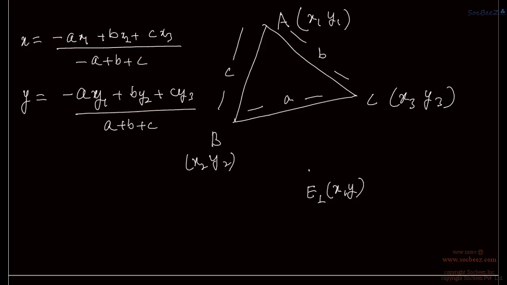So if we have to calculate the Excenter that is opposite to vertex B, then instead of minus a we will be writing minus b: a x1 minus b x2 plus c x3, and in the denominator a minus b plus c. And E3 will be a x1 plus b x2 minus c x3, and the y coordinate is a y1 plus b y2 minus c y3, and similarly the denominator will be a plus b minus c. I hope you all understand this Excenter.